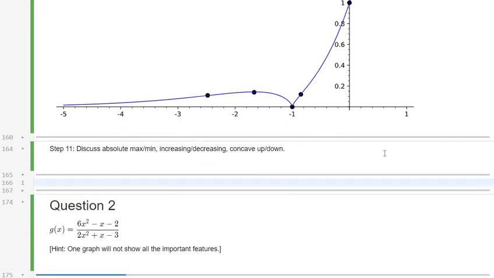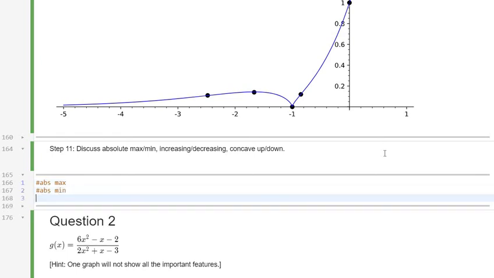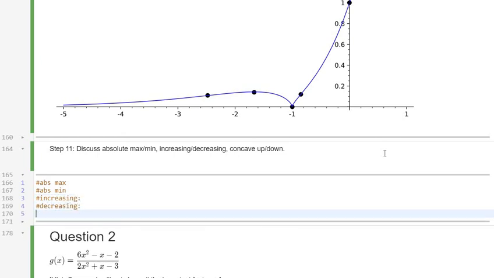So now I want to do the absolute max. I really should have put these little comments in advance so you wouldn't have to type them out. Didn't think of it until right now. Isn't that how it always goes? So, increasing, decreasing, concave up, concave down.